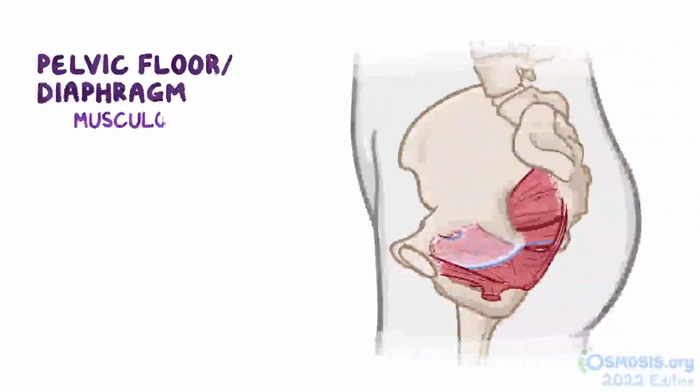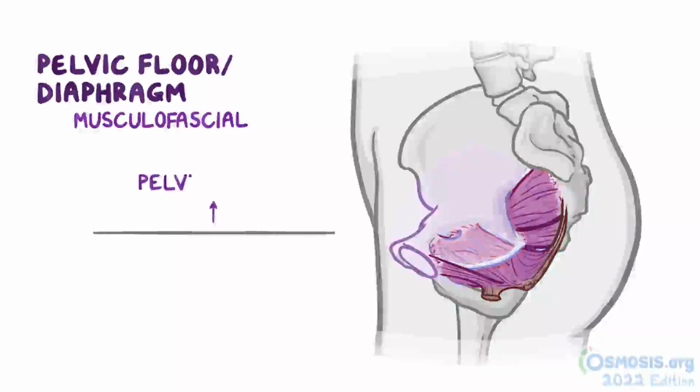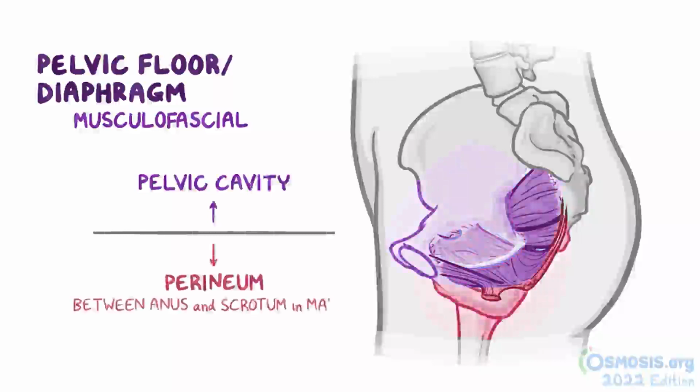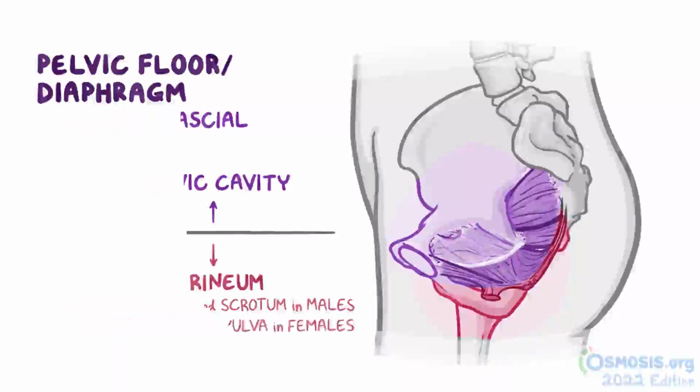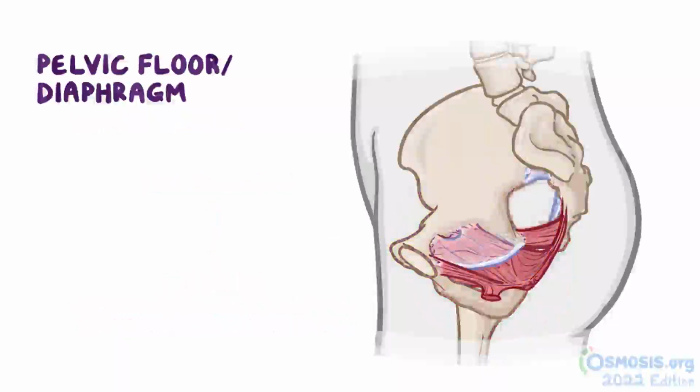The pelvic floor, or pelvic diaphragm, is musculofascial, meaning that it is composed of a group of muscles and the fascia covering them, called the fascia of the pelvic floor. The pelvic floor separates the pelvic cavity superiorly from the perineum inferiorly, which is the space between the anus and the scrotum in males and between the anus and the vulva in females. The muscles that form the pelvic diaphragm are the coccygeus and the levator ani.